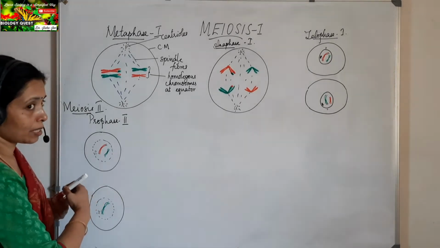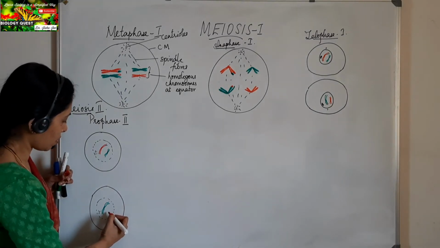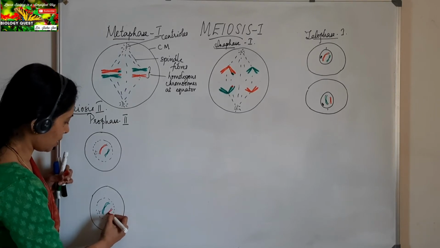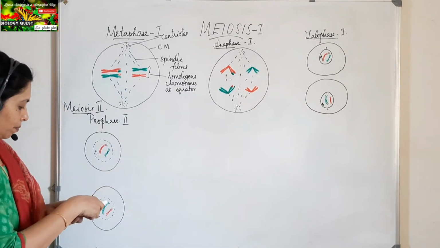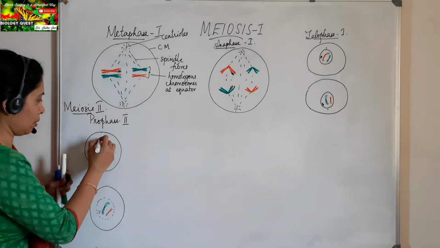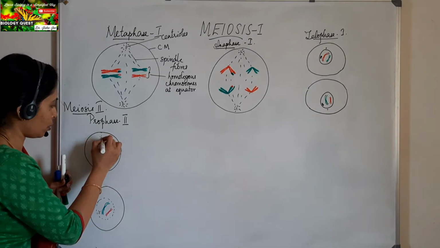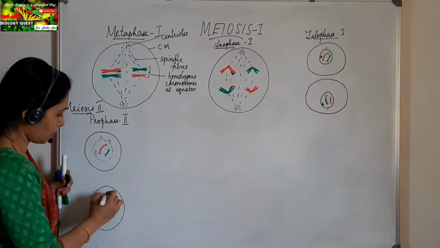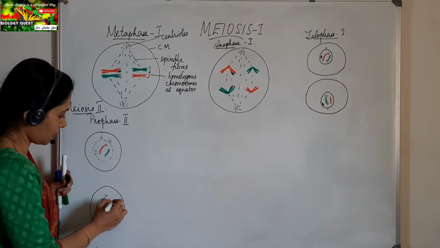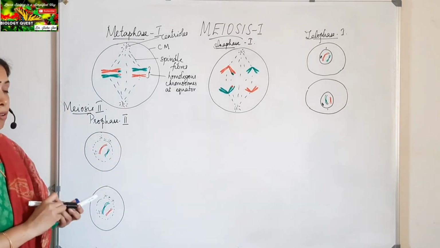I had told you that meiosis 2 is similar to mitosis. There is no crossing over or recombination taking place in meiosis 2. It is just as we have studied mitosis. Here you can see the nuclear membrane and nucleolus disappearing, the centrioles have split and they have started moving to the opposite poles of the cell. So you can see the centrioles moving to the opposite poles of the cell. That is prophase 2.